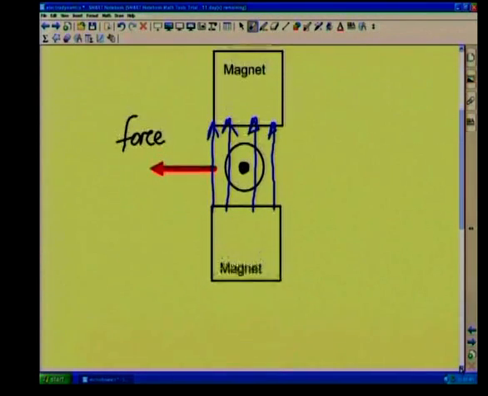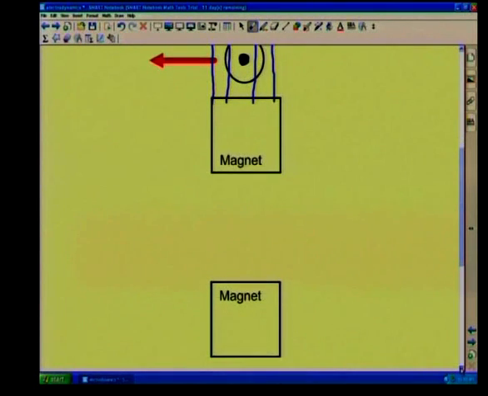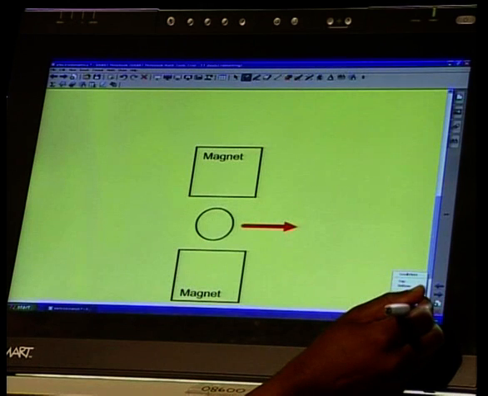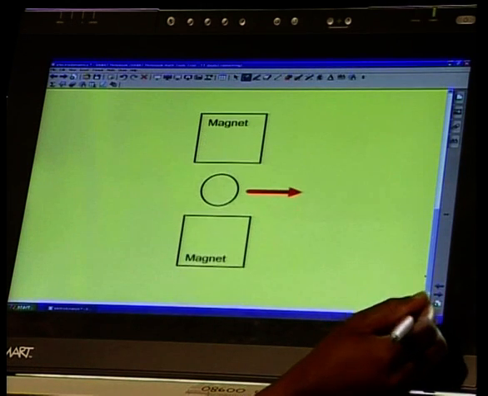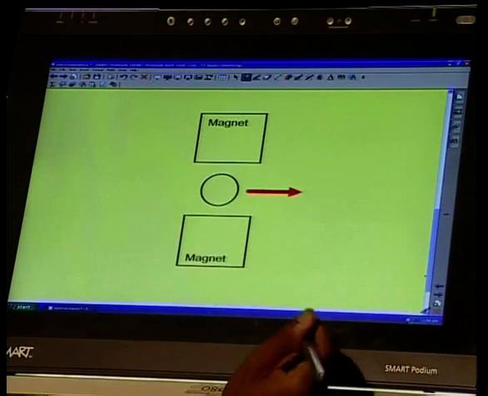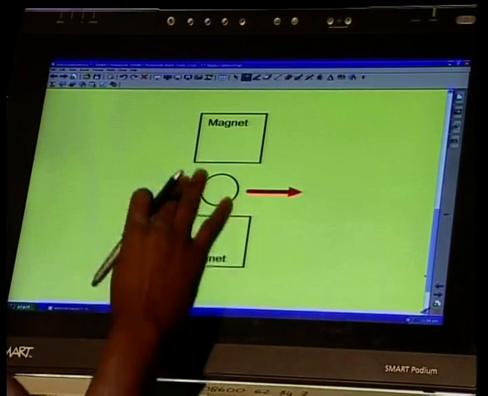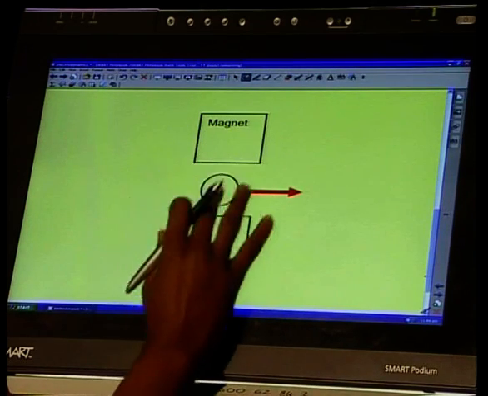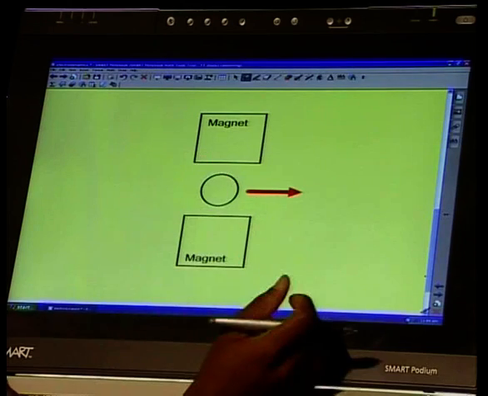The question was saying going to the left, but I've added something here. Say if we want this conductor to go to the right. What are we going to do, or how are we going to make sure that we get the conductor to go to the right? Because we need to do something about the magnetic field inside here and also the direction of the current.